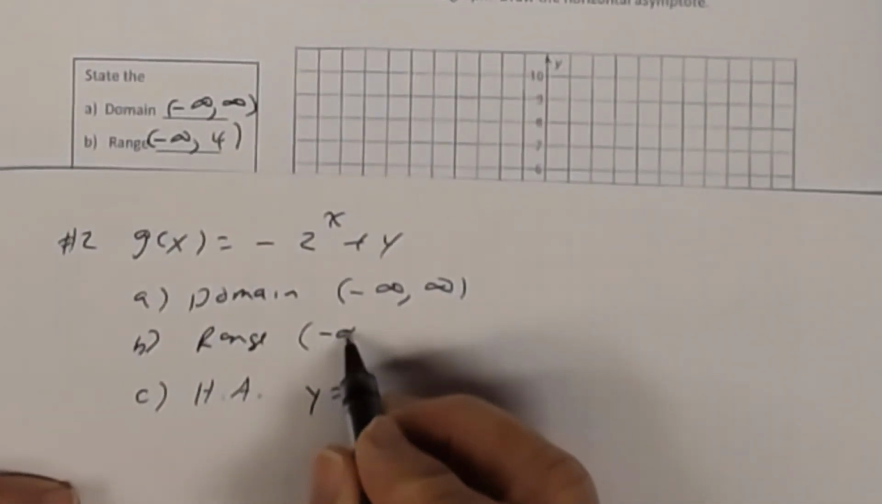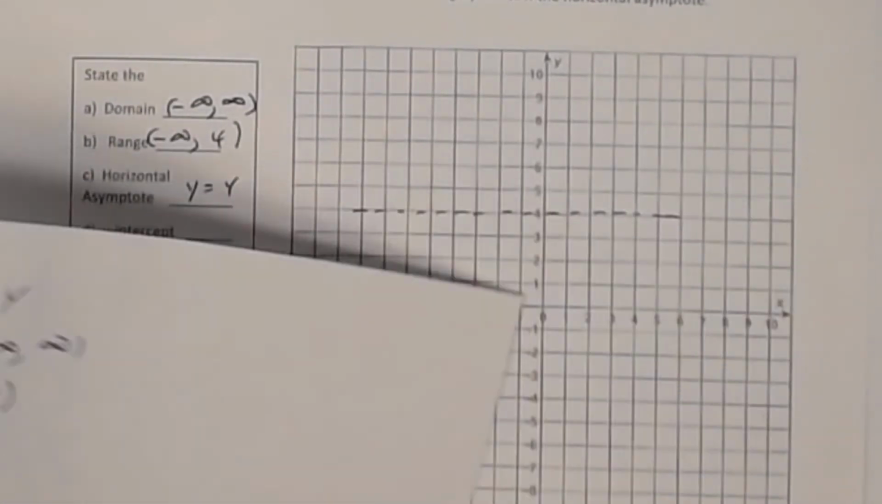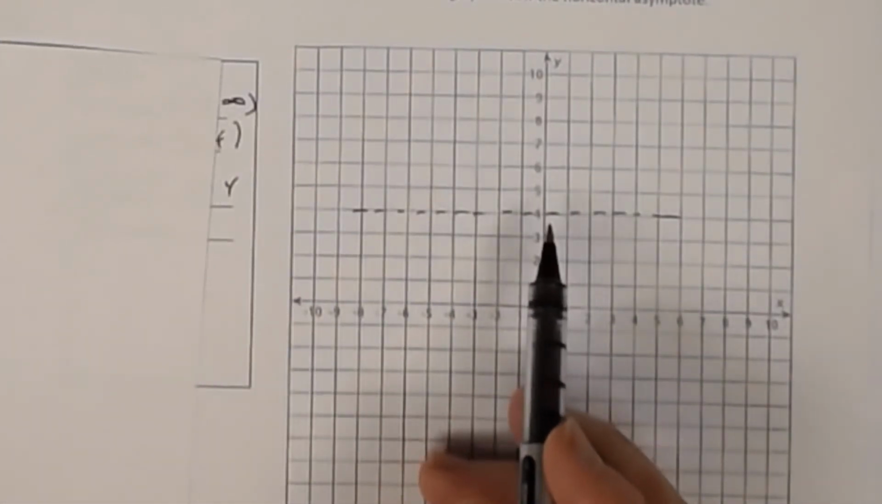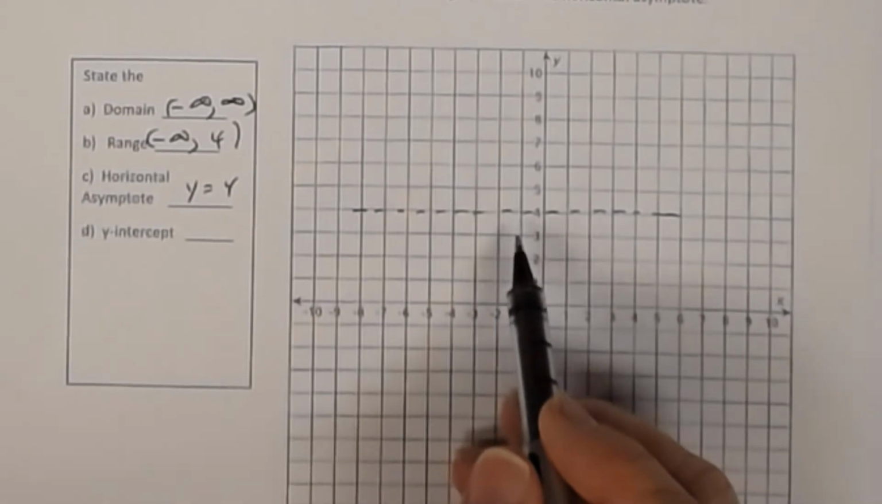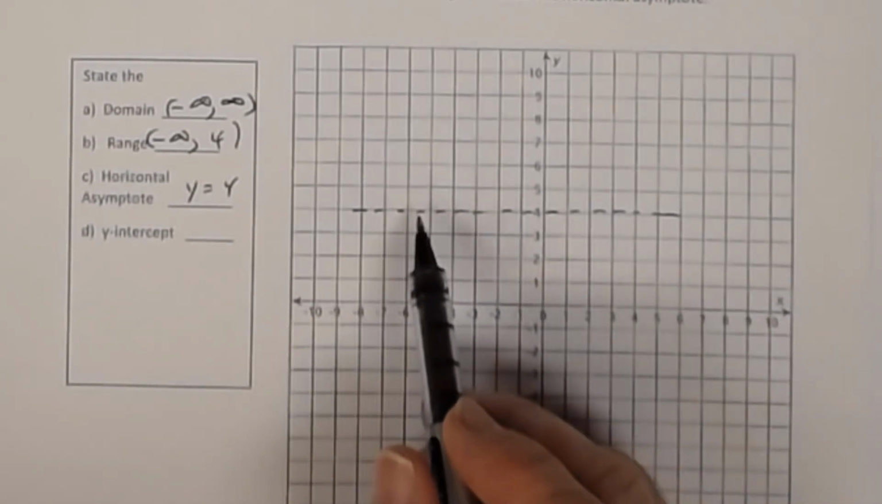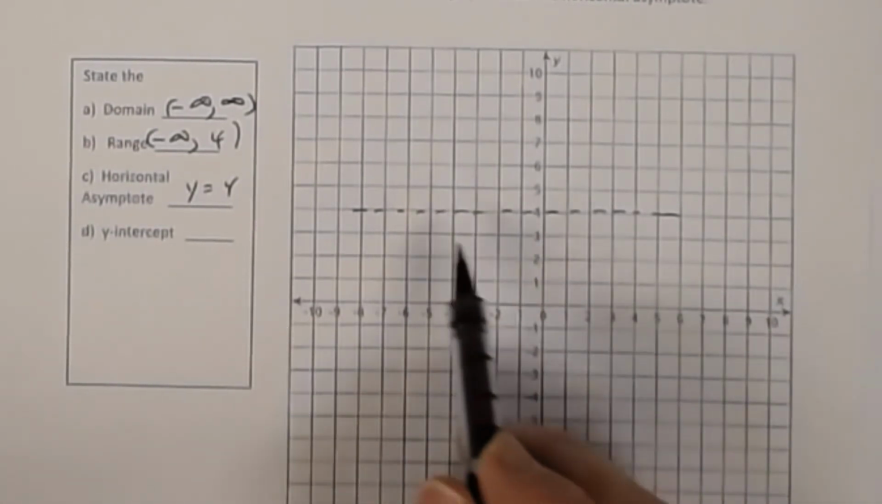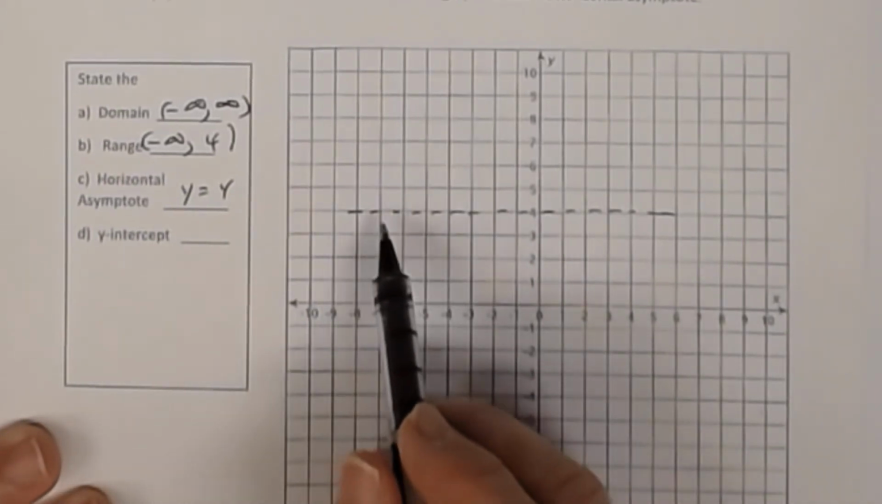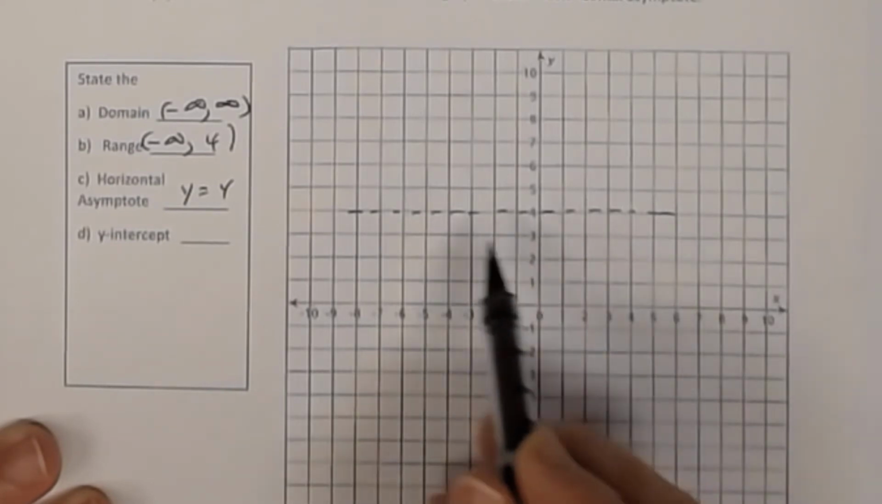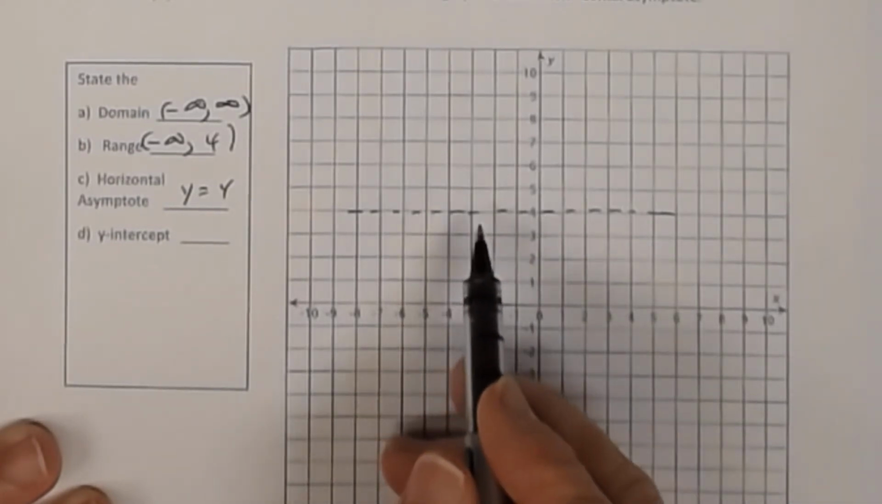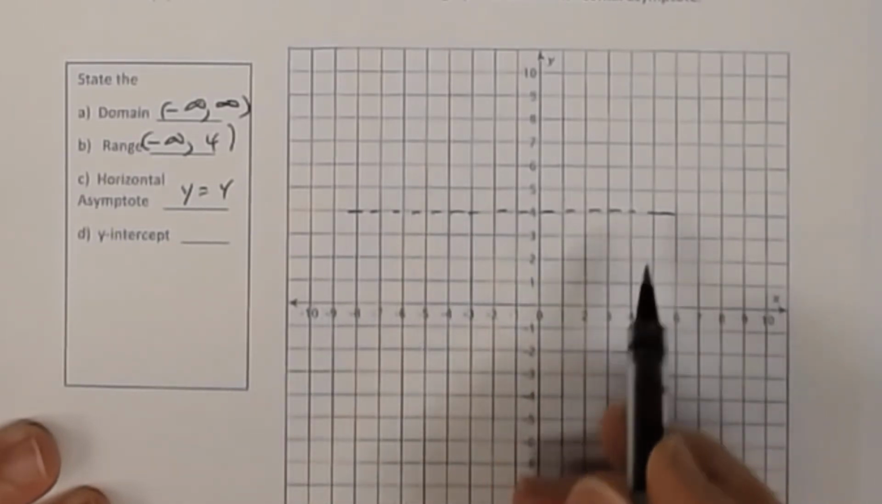So we know the range now. The range is negative infinity to 4 with parentheses, because remember the graph does not touch or cross the horizontal asymptote. What I want you to think about now is this. We've got to graph this now. I know the graph is below the horizontal asymptote. So the question is, is the graph decreasing or is the graph increasing? Is the left side going this way or is the right side going this way?